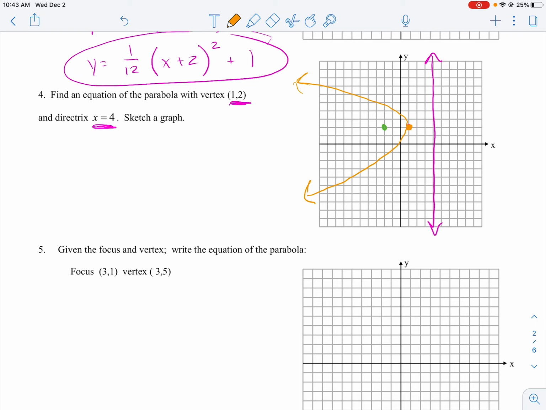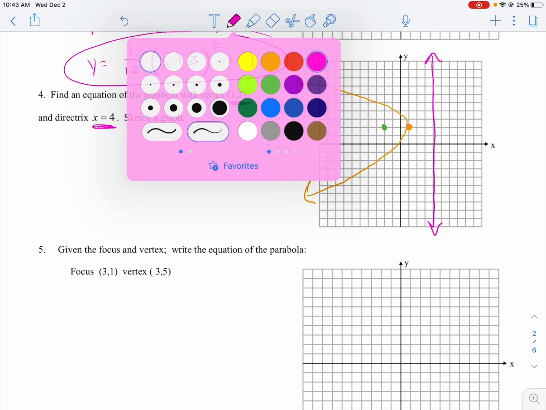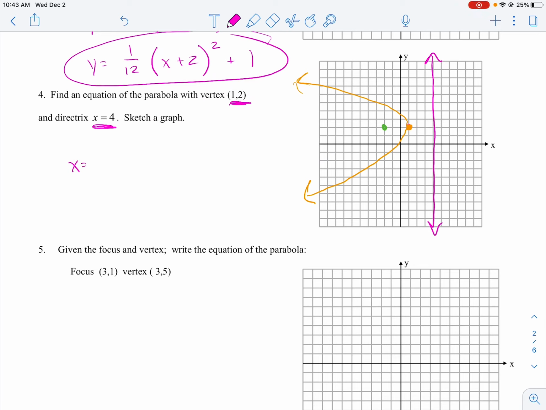So now, that means our graph is going to be starting with an x equals instead. Now our p-value is, again, just 3. So a is equal to 1 over 4p. It's equal to 1 over 4 times 3, which again is 1/12. So now we have everything we need. We have our vertex. We have our a value. Now we just have to make sure we put things in the right place.